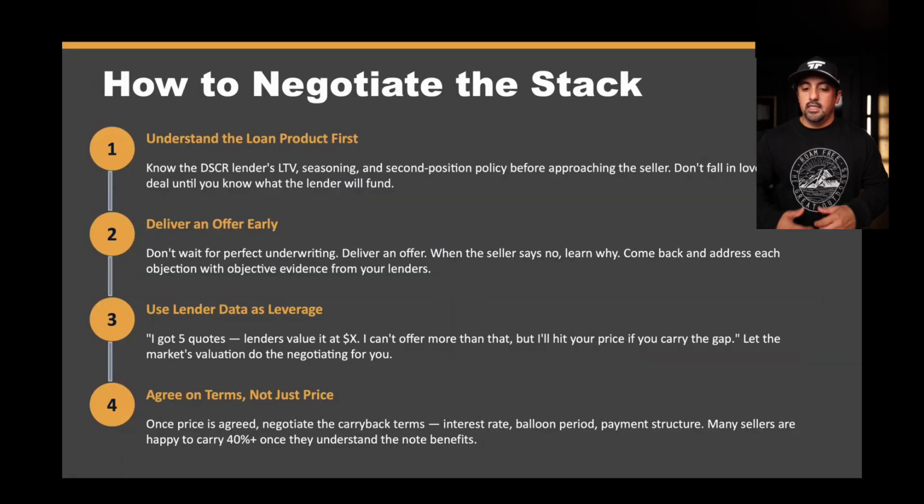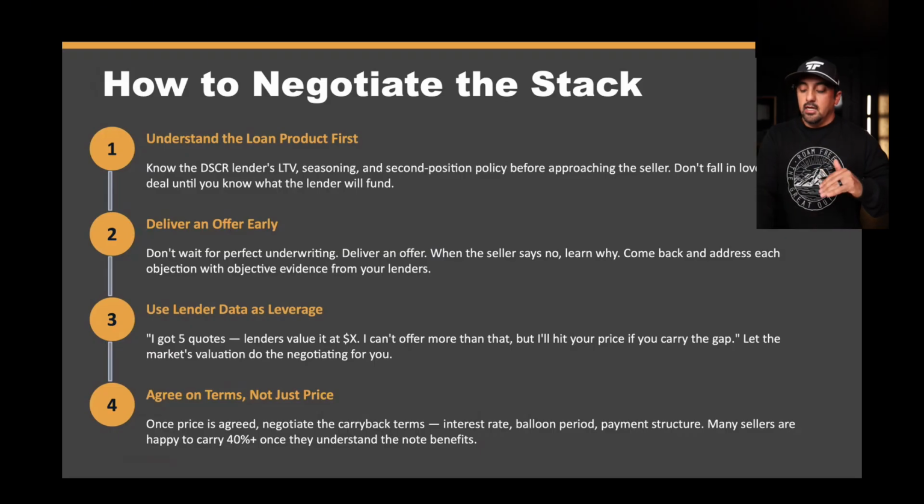Okay, how to negotiate the stack, right? Understand, we just talked about this. This is literally what I was talking about. I should have changed the slide earlier, but understanding the loan product first, super, super important. I cannot stress this enough, because if you go with a DSCR lender, they are underwriting that property based on the income that it makes. It's not based on your income as a personal income earner.